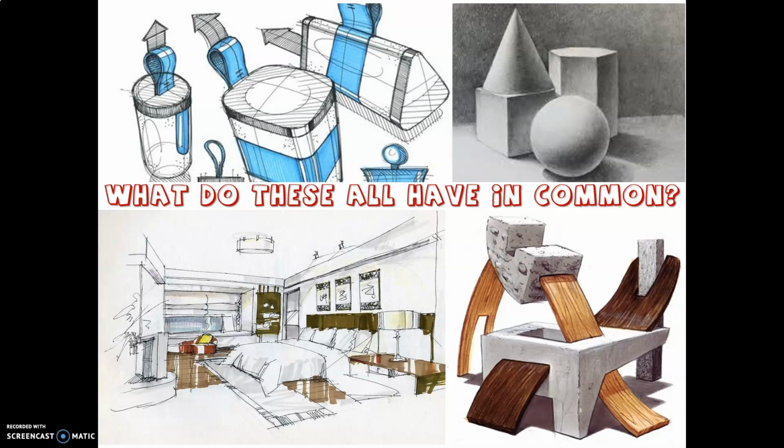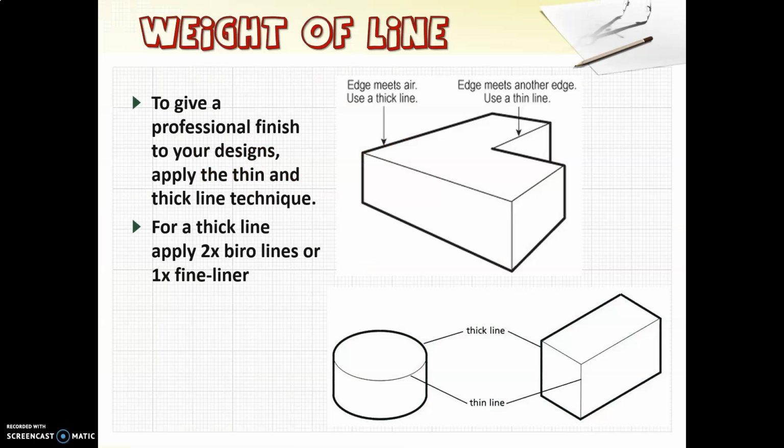So look at these images. What do they have in common? Have a little think. You could pause it for a second if you want. So the answer is that they are all rendered. They've all got texture. They've all got colour, shape. So we're going to talk about rendering.